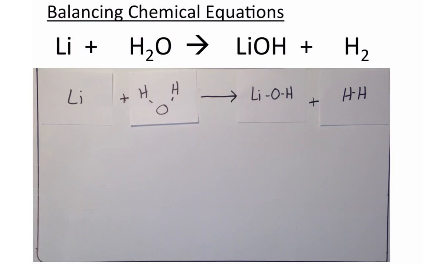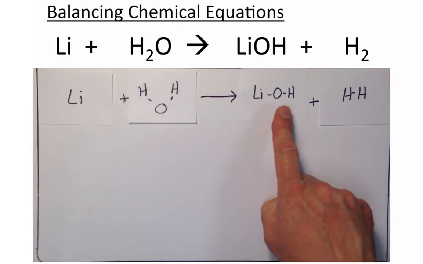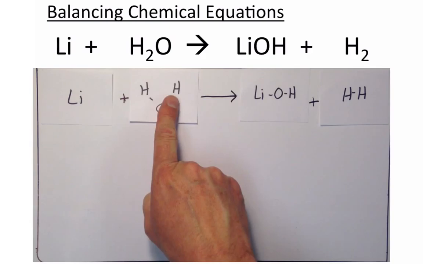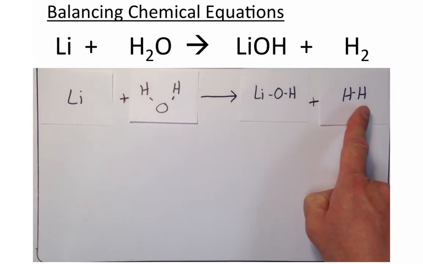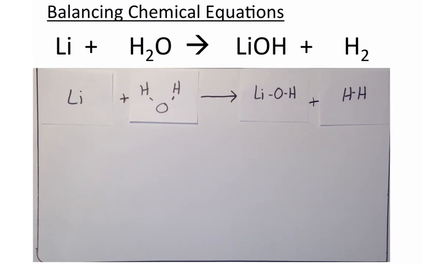Lithium plus water yields lithium hydroxide and hydrogen. So let's start with the metals. 1 lithium, 1 lithium. 1 oxygen, 1 oxygen. 2 hydrogens, 1, 2, 3 hydrogens, which means we're going to have to add some more hydrogens.